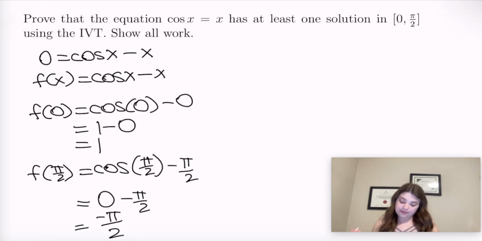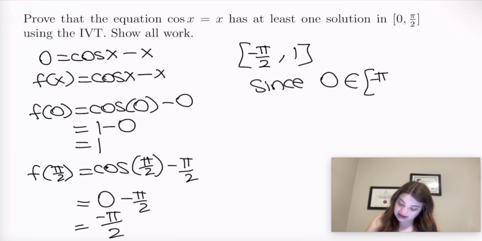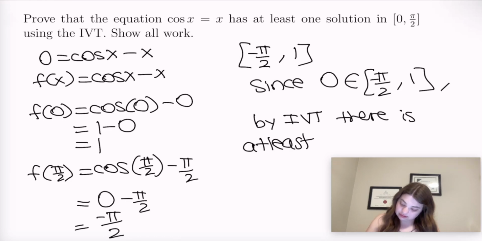And so, therefore, basically it's saying that there will be a solution between negative pi over 2 and 1. And 0 is included in this. And so I would say that since 0 is included from negative pi over 2 to 1, therefore, by the intermediate value theorem, there is at least one solution, right? There is at least one solution in there. And there we go.